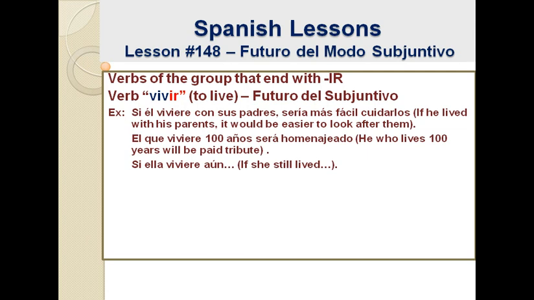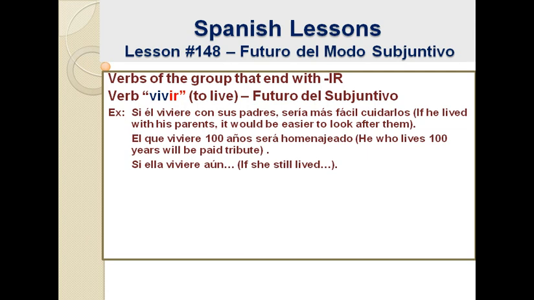Second example. El que viviere 100 años será homenajeado. He who lives 100 years will be paid tribute. So, homenajear means to pay tribute, okay?